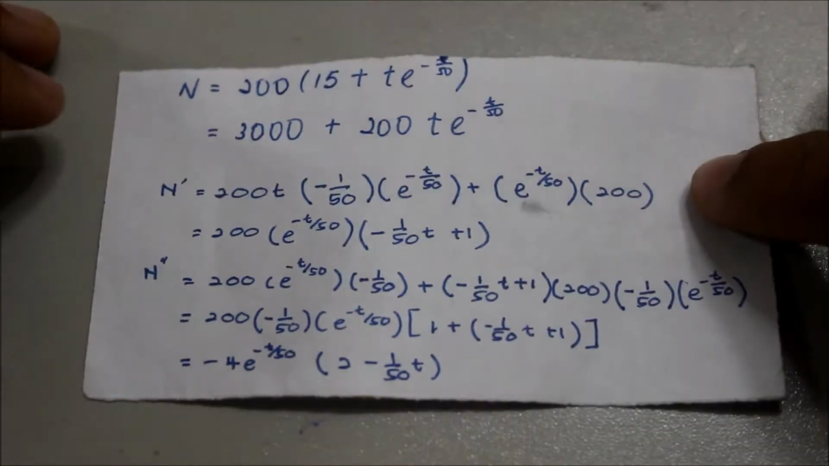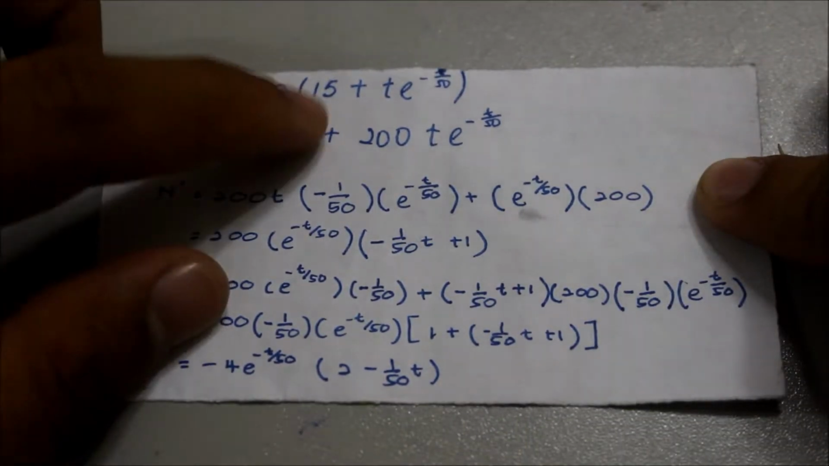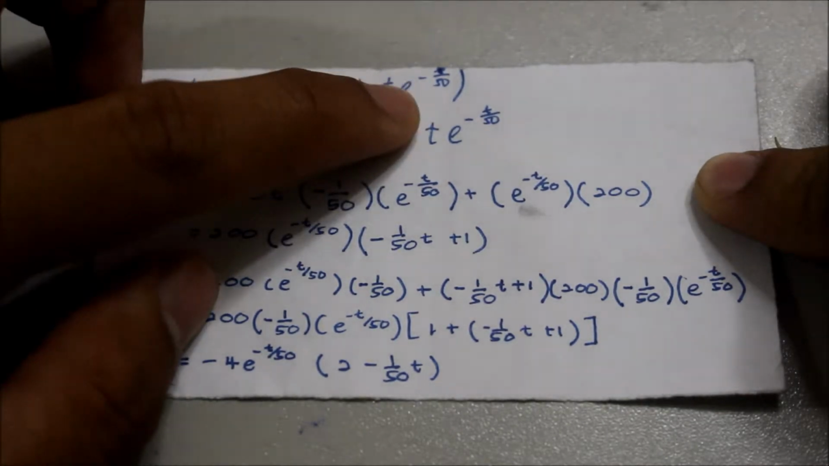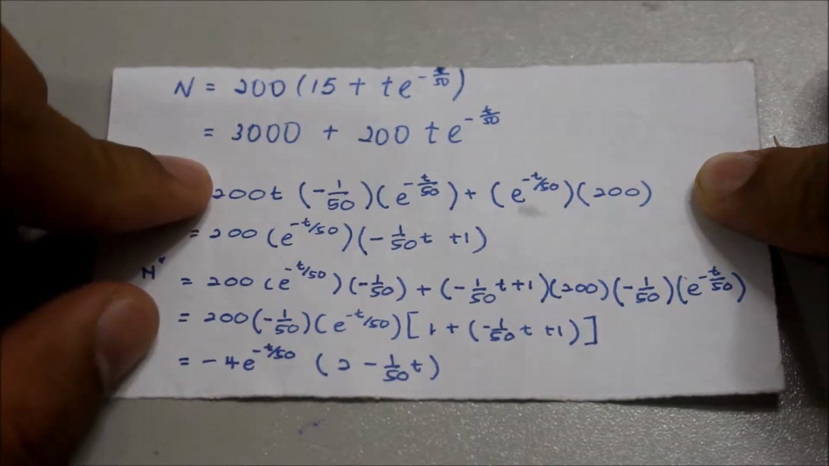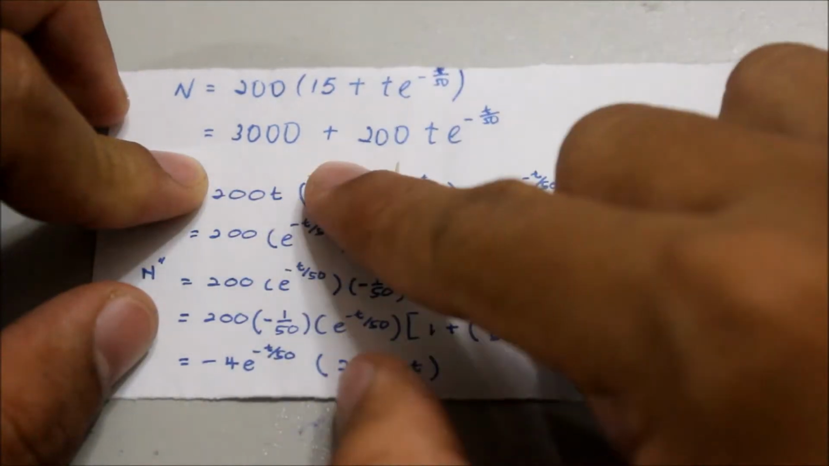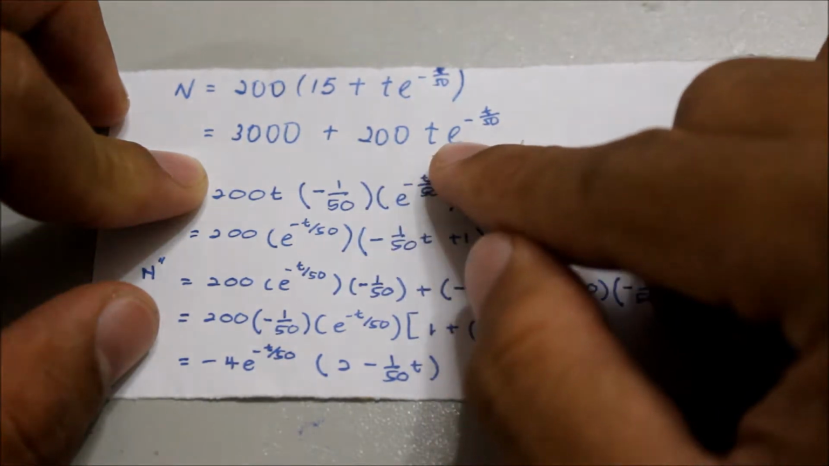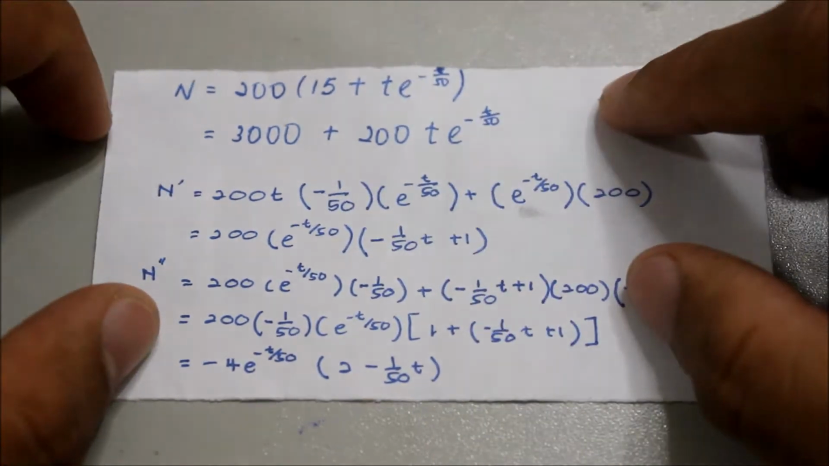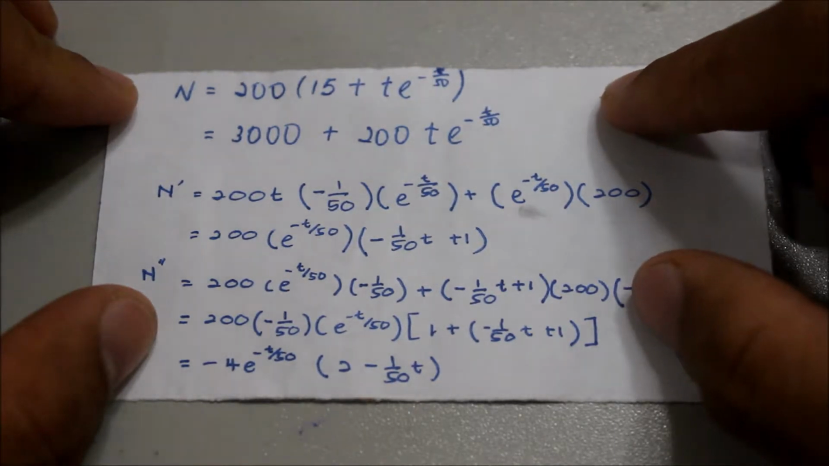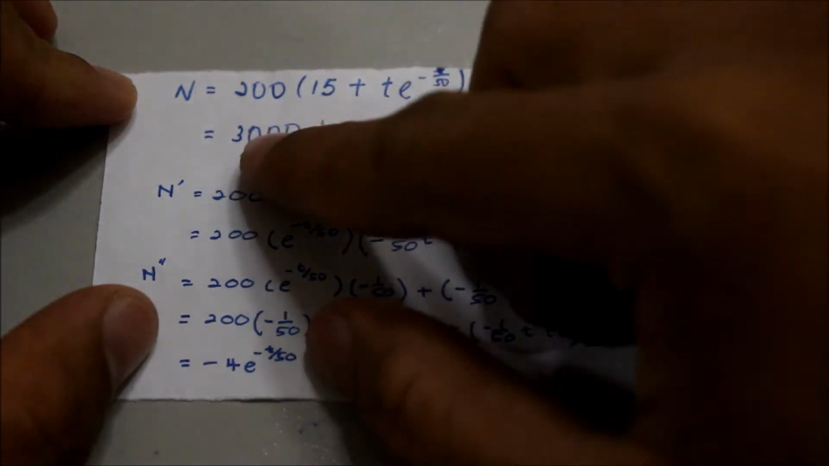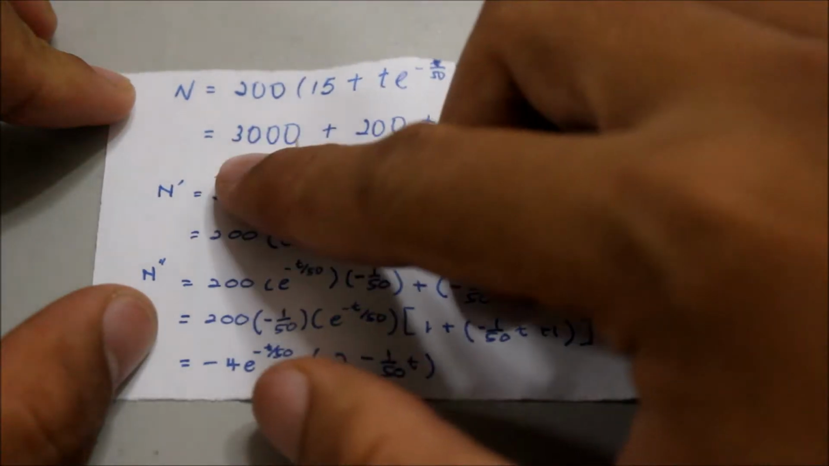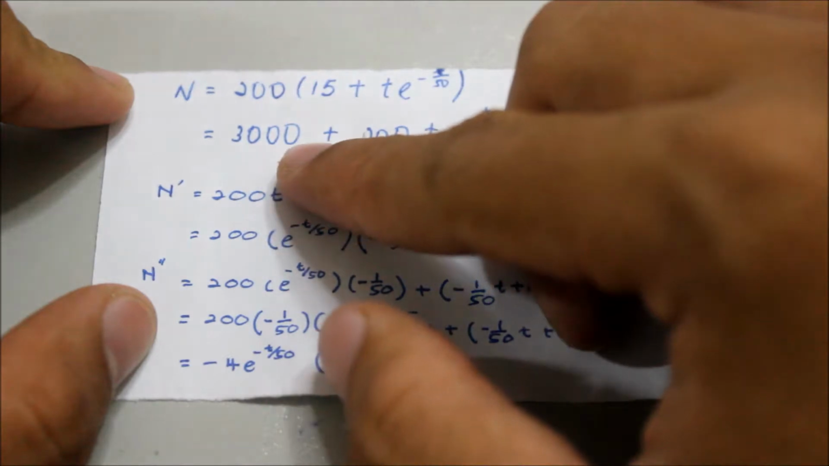The given equation is N equals 200 bracket 15 plus T e to the power of negative T over 50 bracket. So we expand the equation, we get 3000 plus 200 T e to the power of negative T over 50. Next step, we must find the first derivative. We differentiate this equation to get the first derivative. Differentiating 3000, we get 0.